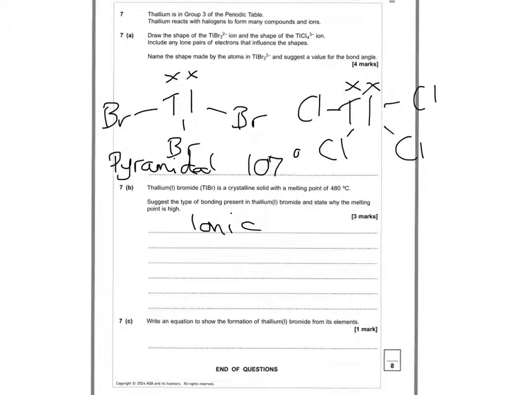And part C, write an equation to show the formation of thallium 1 bromide from its elements. So we've got thallium, Tl, bromine, which you should know is Br2, and up here they give you the formula of thallium bromide, TlBr. And just balance it. 2 there, 2 there. And that's it. Okay, that's the Unit 1 paper done.